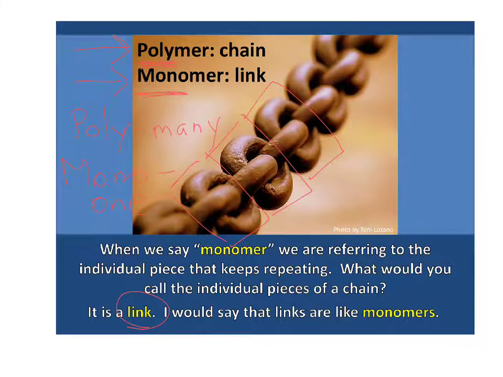So when we say monomer, we're talking about each individual unit. When we say polymer, we're talking about the entire molecule all together. I hope that you can understand that analogy, that the link is a monomer and the entire chain is the polymer. So take a look at number 5 on your notes. What would a monomer be like in the chain analogy? The answer to that is a link. That's number 5 on your notes.